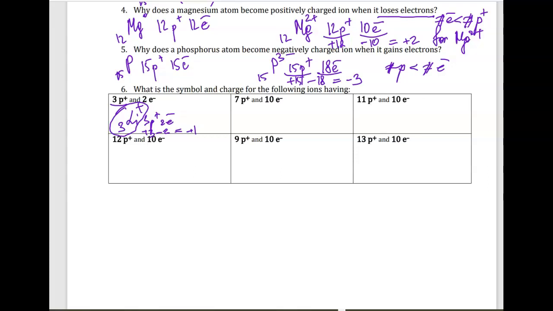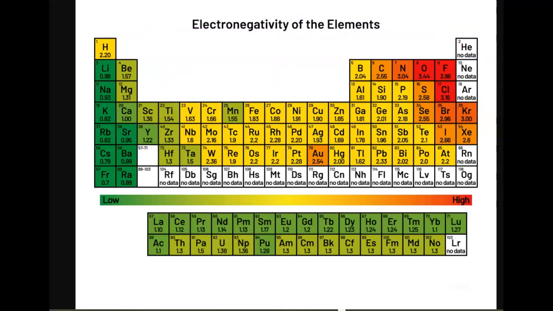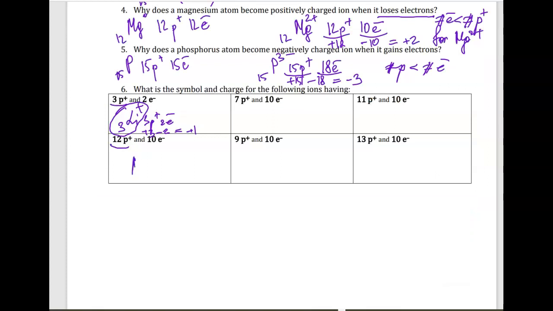12 protons and 10 electrons. So 12 protons gives us atomic number 12. Go to the periodic table. 12 is magnesium. So magnesium 12, its atomic number, 12 protons, and 10 electrons. So you can see that the number of electrons is less than the number of protons by 2. So 2 positive will be the charge of its cation.